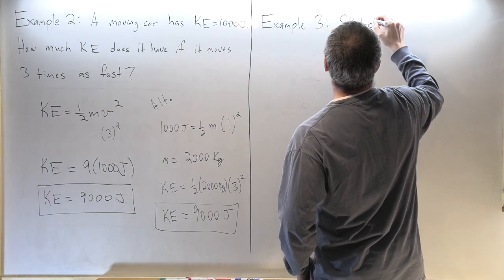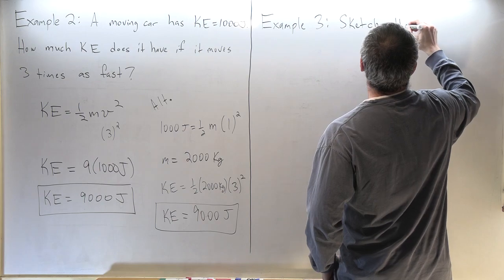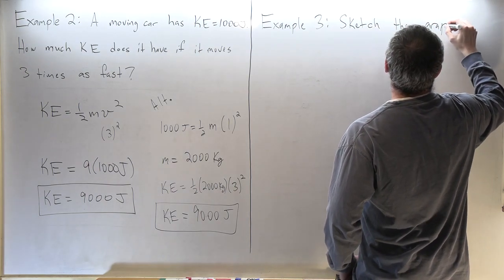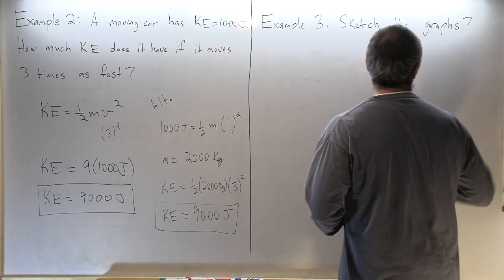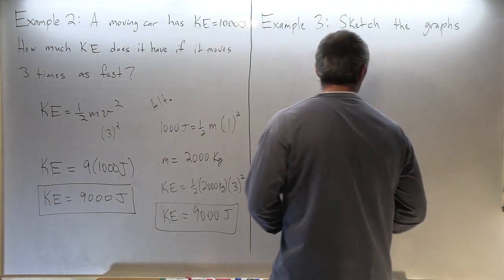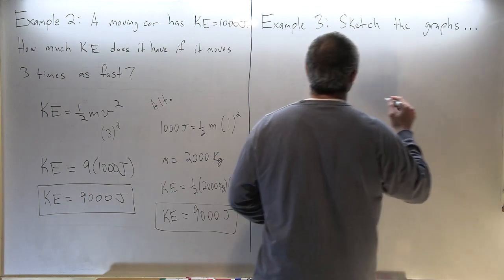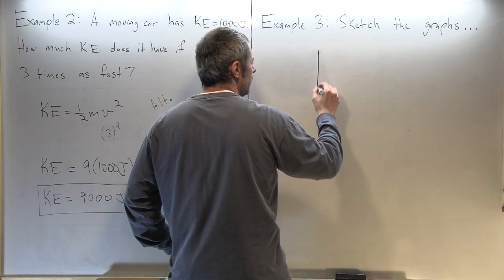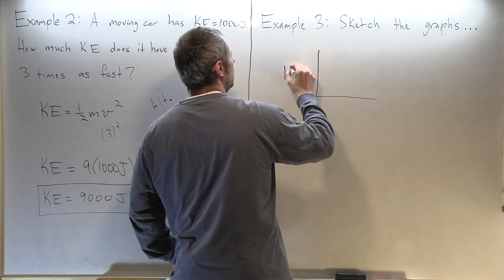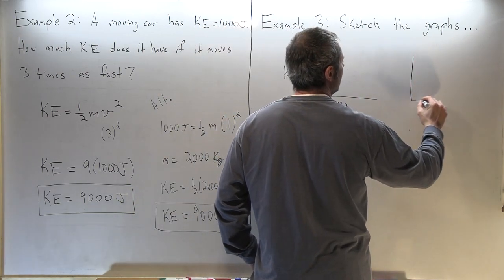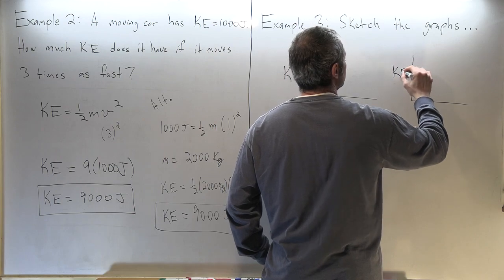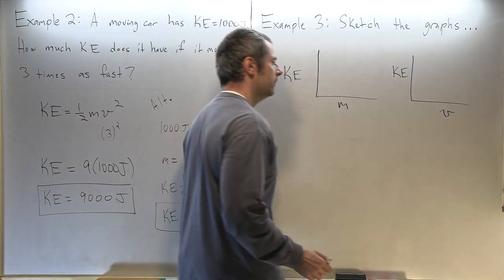let's suppose you have to sketch the graphs, and I won't write out the question in nice detail because I think it'll be obvious here. I create some axes like this, and let's suppose I do kinetic energy versus mass on this axis and kinetic energy versus speed on this axis.